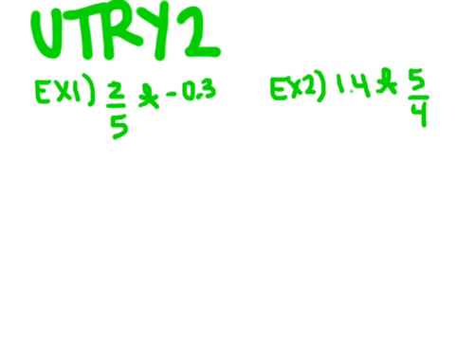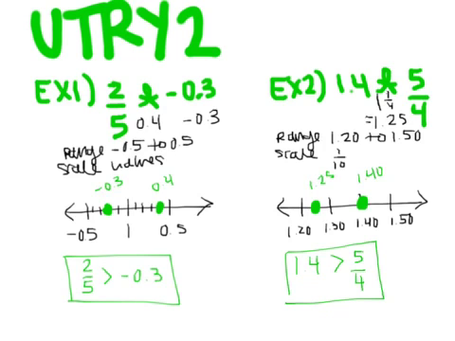Now you try 2/5 and -3/10, and the second one 1 4/10 and 5/4. Remember, decide whether you want them to be in fractions or decimals before you compare. Figure out your range and scale and graph away. Compare your answers and you're good to go.